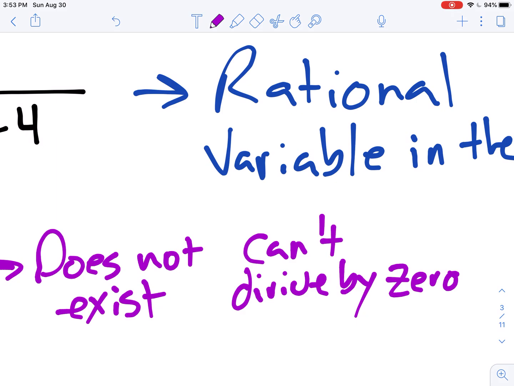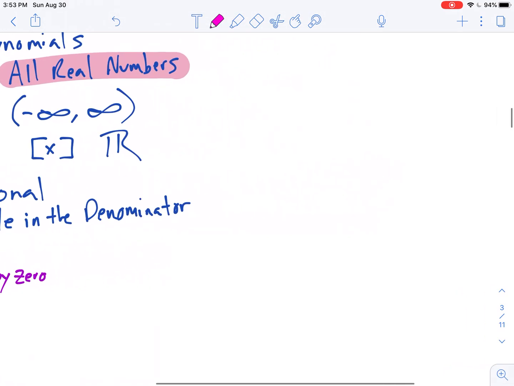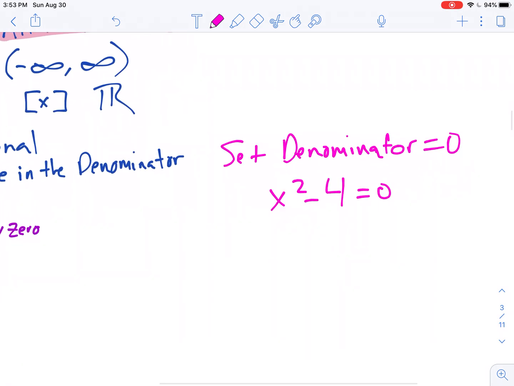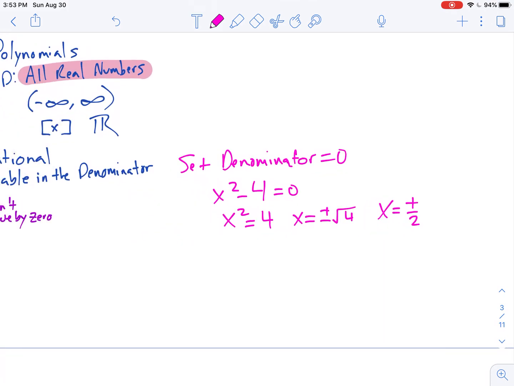That doesn't make sense. So what I say is, okay, I'm going to set my denominator equal to 0. So I set x squared minus 4 equal to 0. And then I solve. So I get x squared is equal to 4. x is equal to positive negative square root of 4. And then x is equal to positive negative 2. Oh, that is a weird way to write that. So x is equal to positive negative 2.